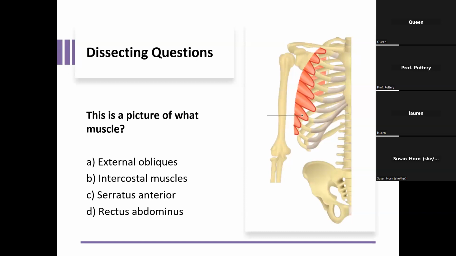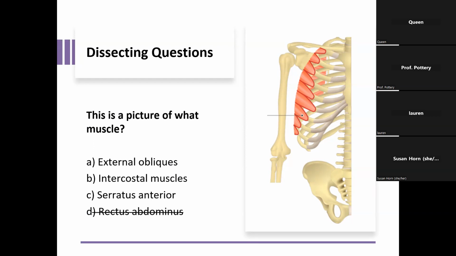There are some changes happening to the MBLEx. Every now and then you'll see a picture. And this is a picture of what muscle? Is it A, the external obliques, B, the intercostal muscles, C, serratus anterior, or D, rectus abdominis? You know you can eliminate one wrong answer, right? What would it be?